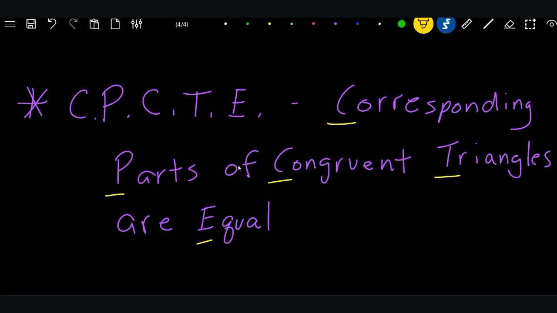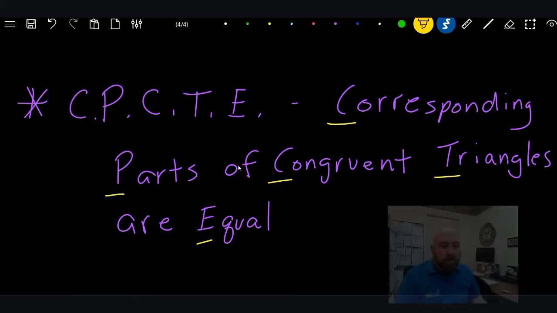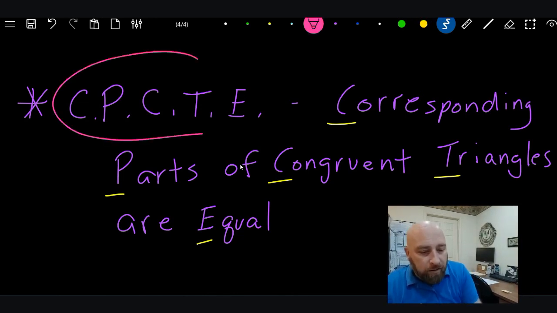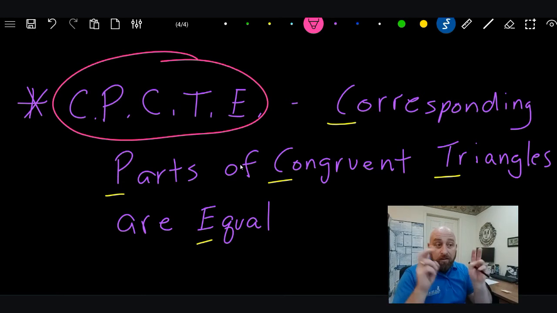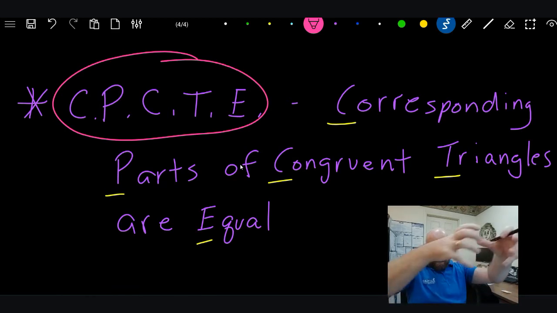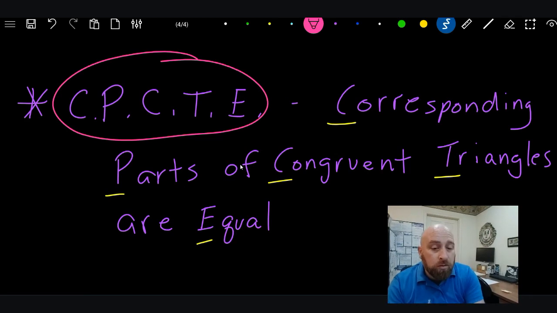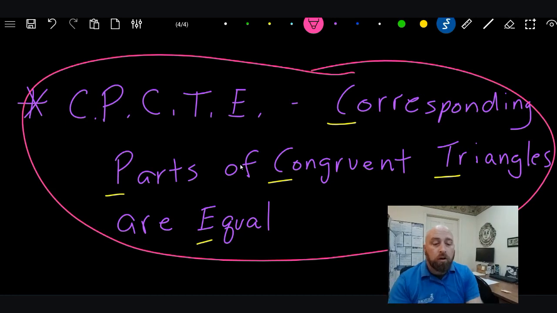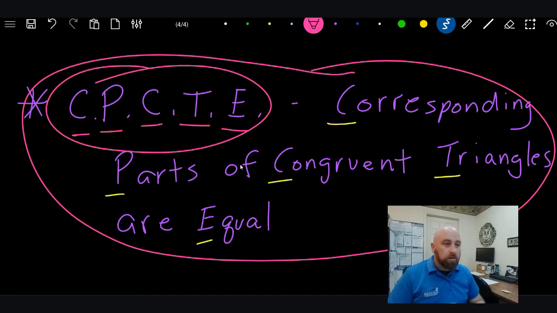CPCTE. CPCTE. Corresponding parts of congruent triangles are equal. So now that we've learned this right here, I am going to let you take this shortcut on every single proof. Every time that you need corresponding parts to sit on top of each other, you can use this. You can say, okay, we already proved it one time. All corresponding parts of congruent triangles are equal. You just need to write CPCTE. Just write these letters. Don't spell out the words.